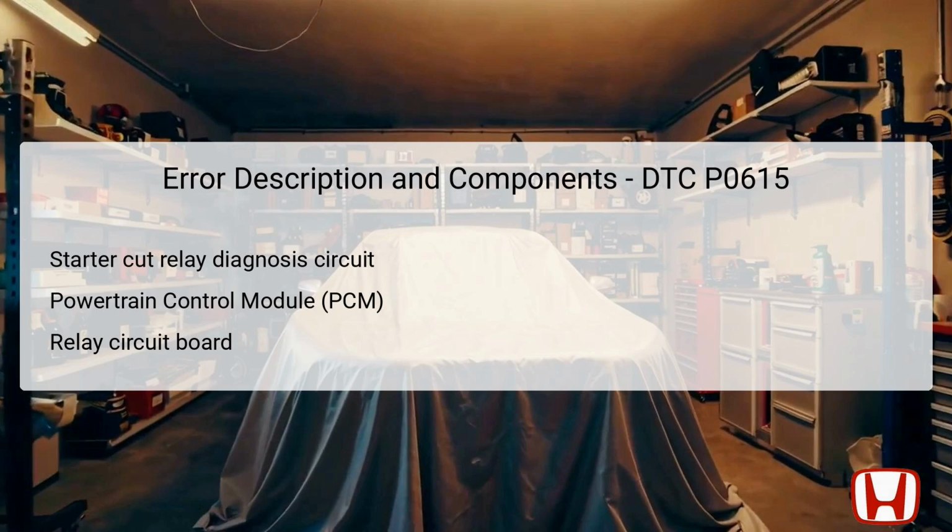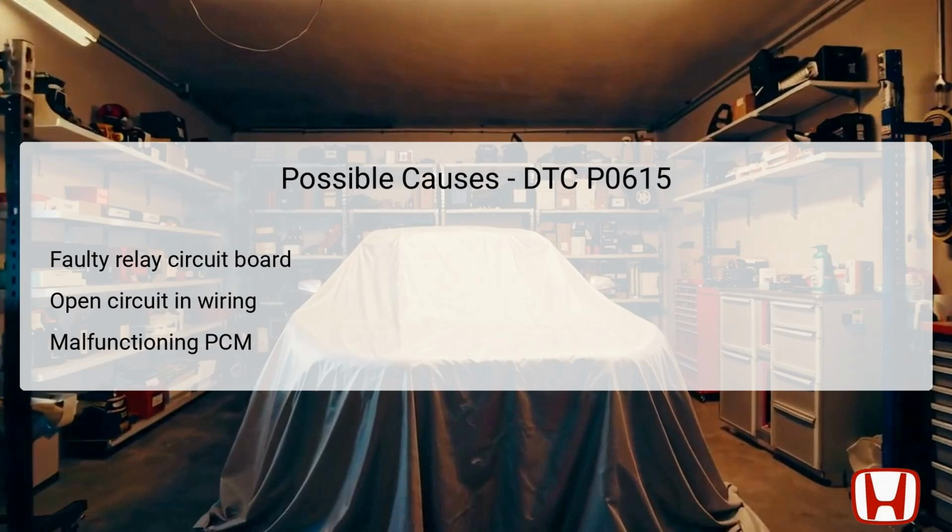The relay circuit board typically contains various relay components and is usually located under the dashboard or sometimes in the engine compartment area. When the starter cut relay input voltages are outside acceptable ranges, it triggers the PCM to store the DTC. This malfunction could potentially hinder the operation of the entire starting system, leading to starting issues in the Honda Accord. Several factors may contribute to DTC P0615 being triggered.